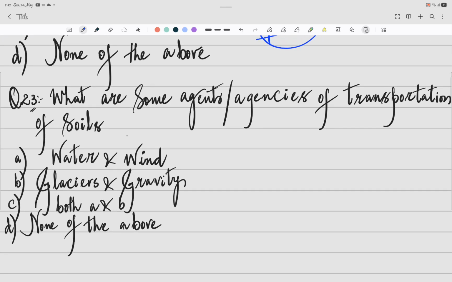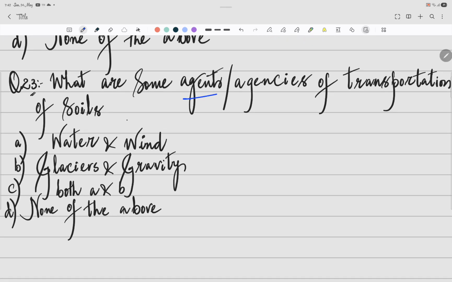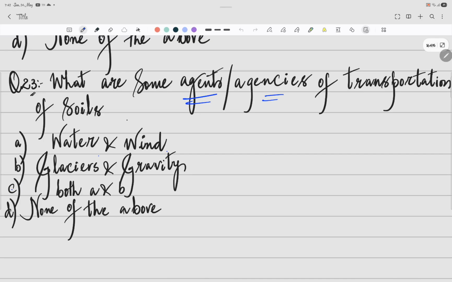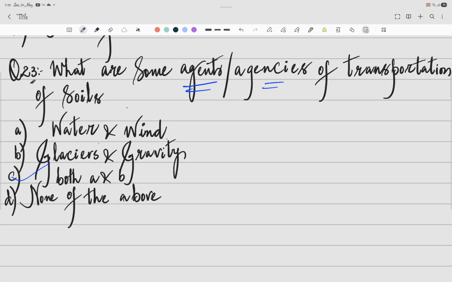Next question. What are some agents or agencies of transportation of soils? Water and wind, glaciers and gravity, both A and B, none of the above. The correct answer is C. Both A and B, we know that the agencies of transportation for the soils can be water, wind, glacier, or gravity.